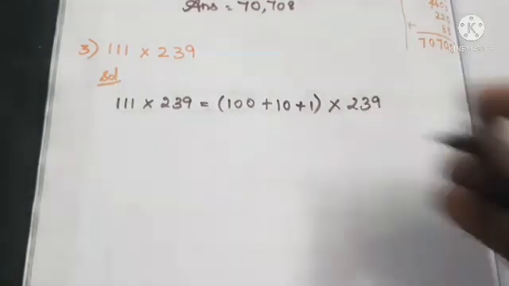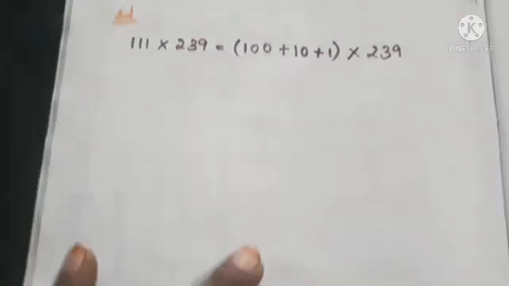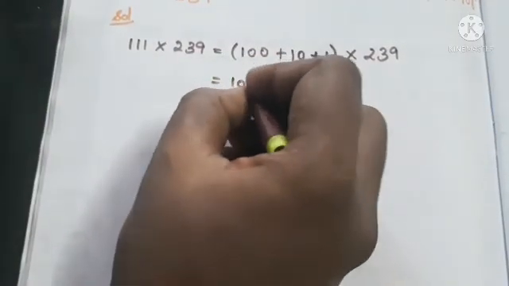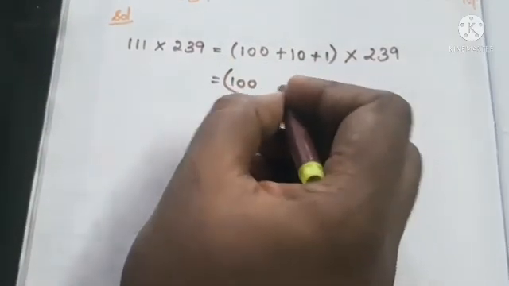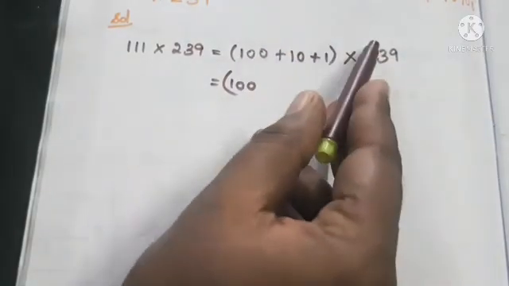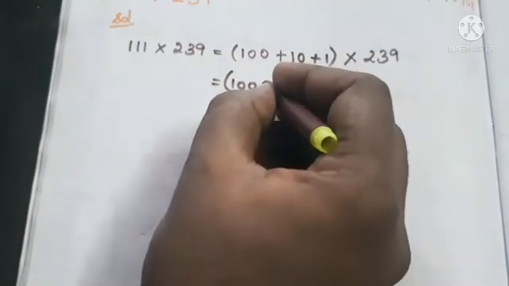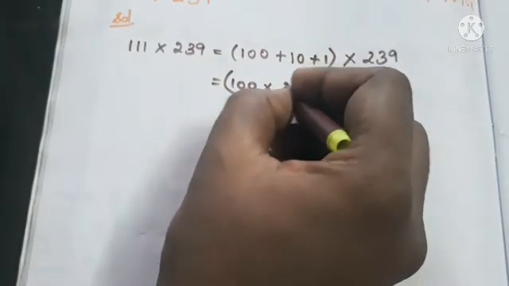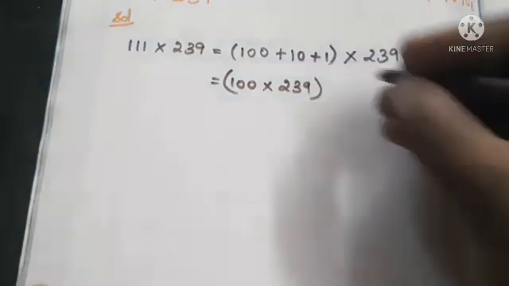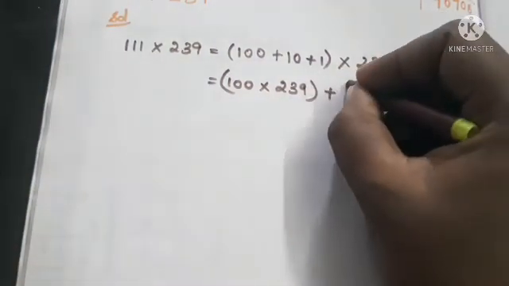Okay, so how to write separately? We have to write the numbers. 100, open the bracket, 100 into, first we have to multiply this number by this number. So 100 multiplied by 239 and close the bracket. And next we have the plus symbol. So put the plus symbol, open the bracket.